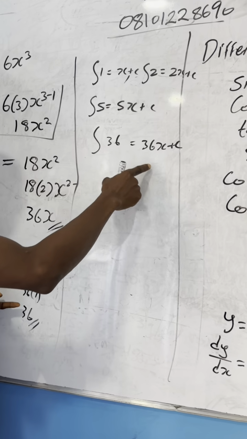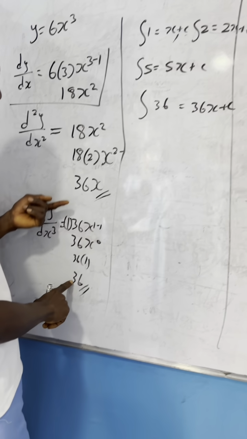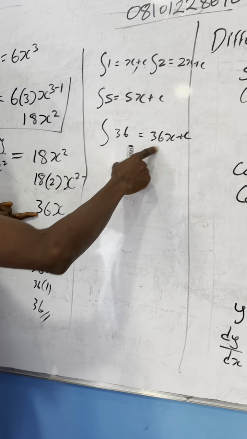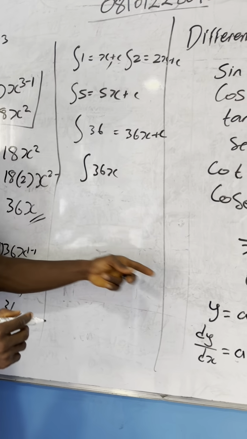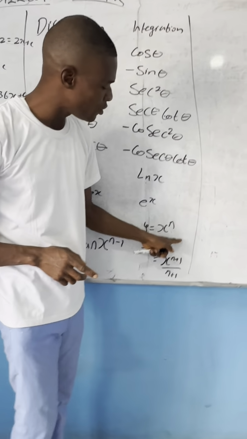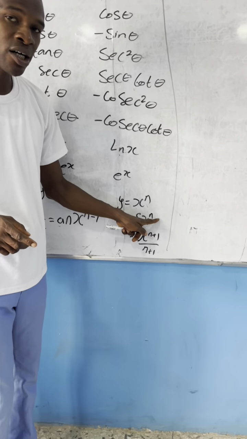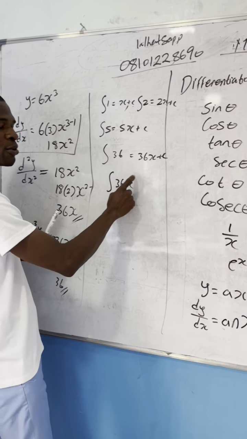You can see the opposite of differentiation is integration, and the opposite of integration is differentiation. That's how we get 36x plus c. Let's integrate 36x. It takes us back to this formula, and in this formula, remember that we are adding 1 to the power and then dividing by it. Also, there's a visible 1 here.